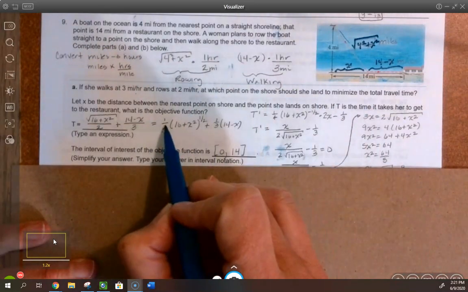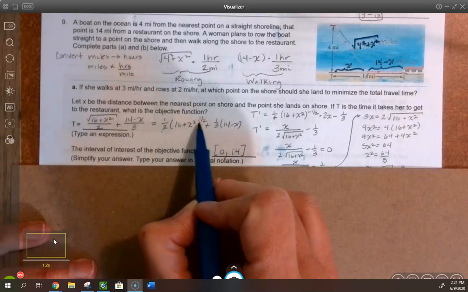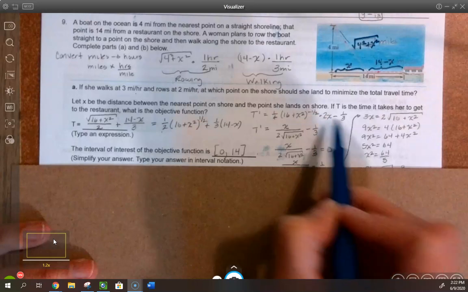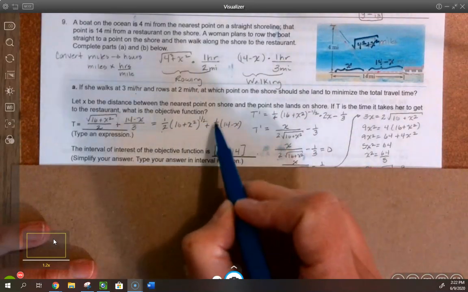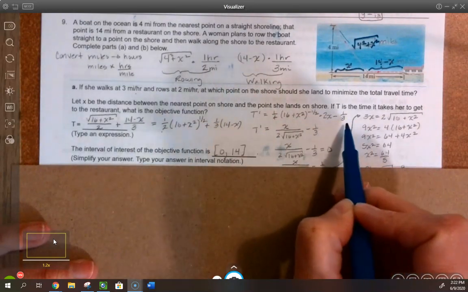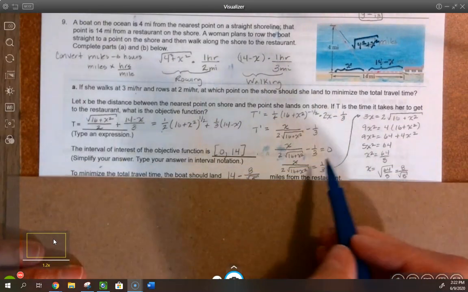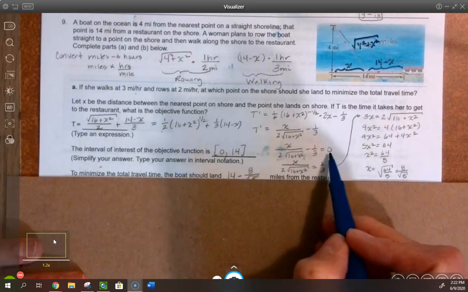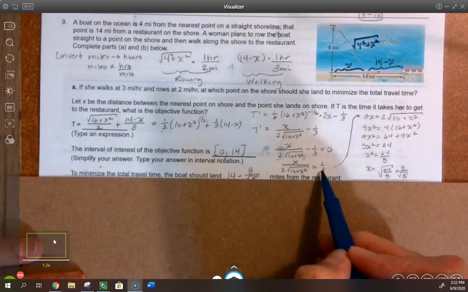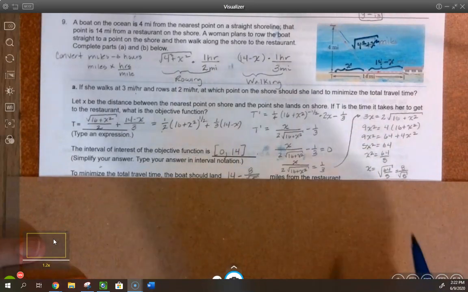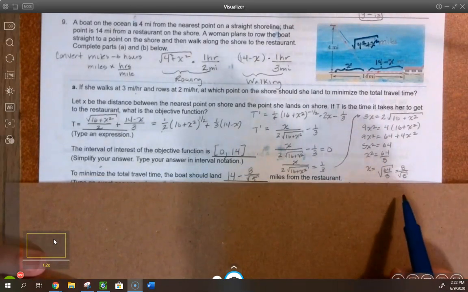When I take the 1/2 in front of this, 1/4, 16 plus x squared to the negative 1/2, I have to multiply times the derivative of the inside. So that's where that 2x comes from. Then the derivative of this is just negative 1/3. We set that equal to 0. You can follow along with this algebra. I added 1/3, cross-multiplied here, squared both sides, and I ended up with 8 over root 5.